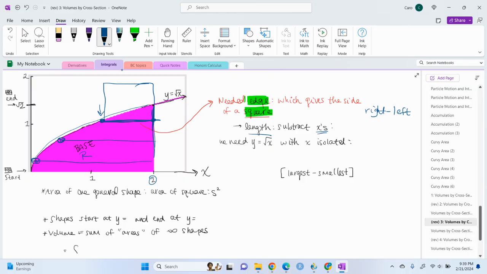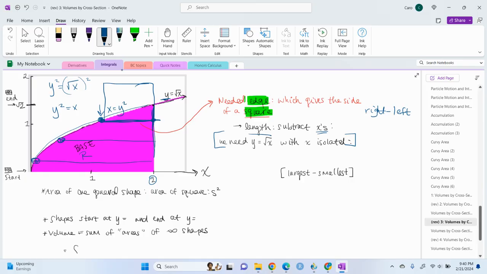You have to rewrite and solve this function for x. So if you have y equals square root of x, I'm going to square each side. So then you have y squared equals x. So the x value on here is x equals y squared. Okay, so let's subtract our x values.